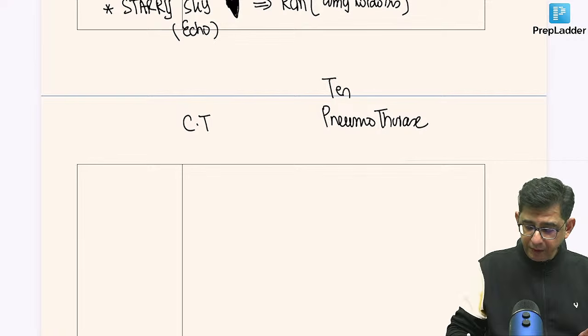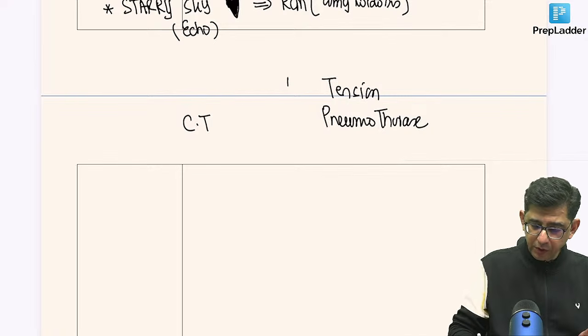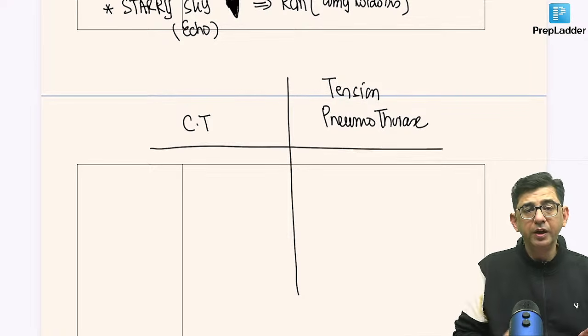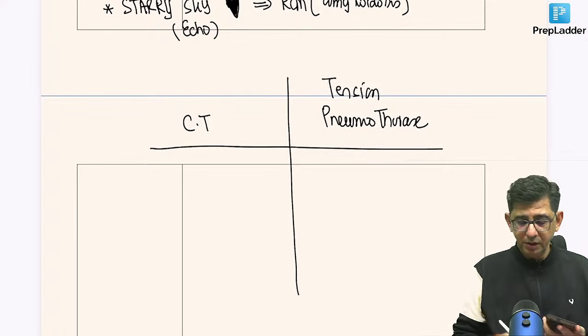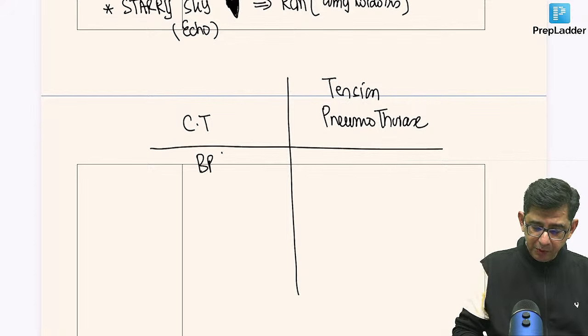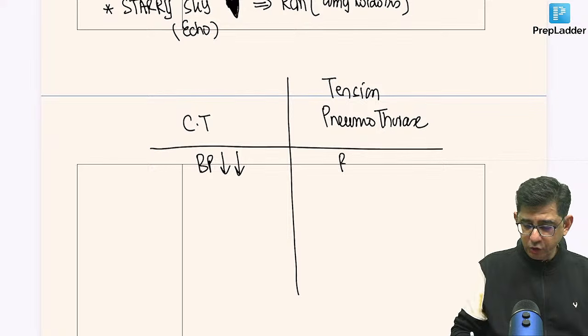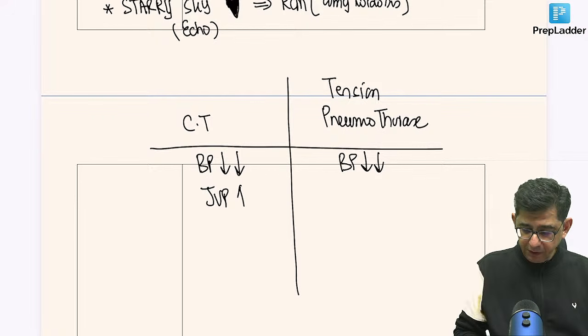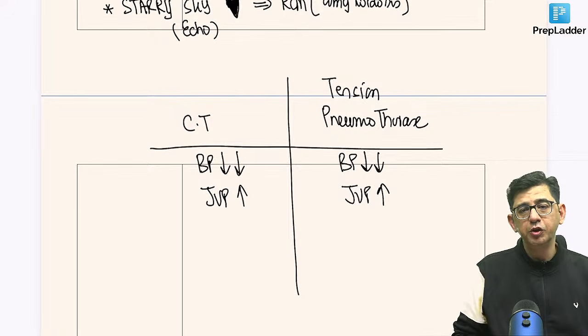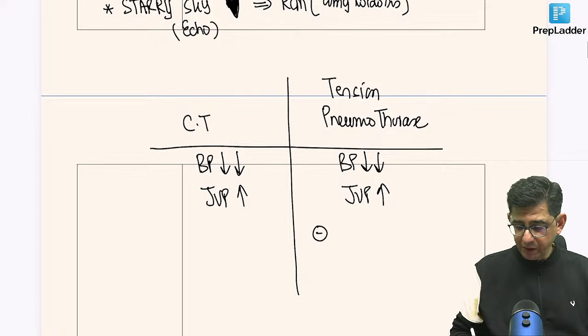it would be tension pneumothorax versus cardiac tamponade that needs to be differentiated, and the main differentiating feature would be absent breath sounds. In cardiac tamponade also the BP will be crashing. In tension pneumothorax also the BP will be crashing. But in cardiac tamponade you will be noticing JVP is elevated. In tension pneumothorax also the JVP is elevated. The main differentiation would be with respect to absent breath sounds and absent air entry.